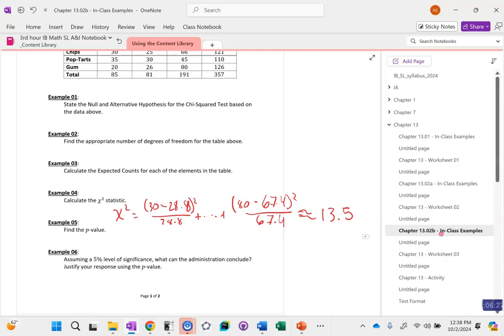Yes. One of the sheets is the goodness of fit test and the other is the independence test.